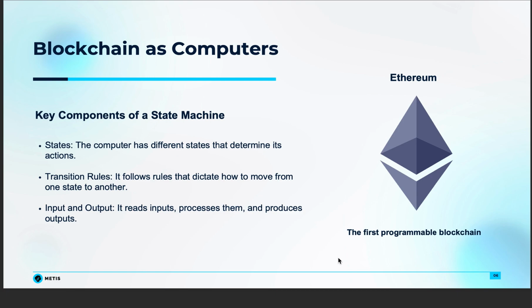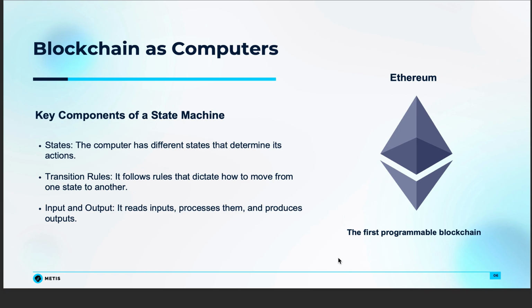Now, blockchain as computers. What this is saying is that the way a state machine operates is the same way blockchain operates. A state machine depends not only on the inputs to produce an output, it also depends on the current state of the system, which also applies to blockchains like Ethereum. We have key components of a state machine, the states. The computer has different states that determine its actions. Same goes with blockchain. Blockchain has different states that determine its actions.